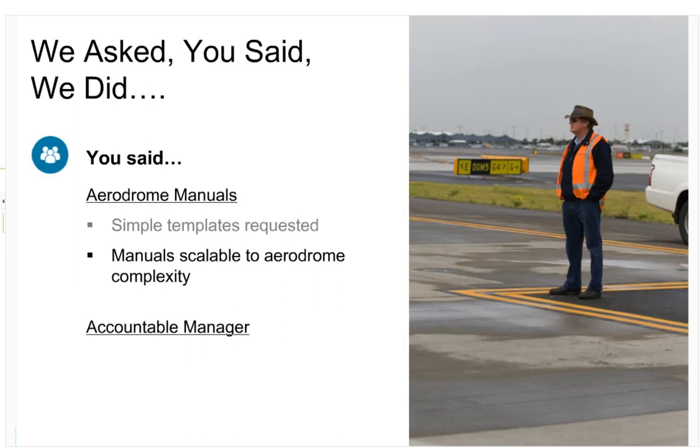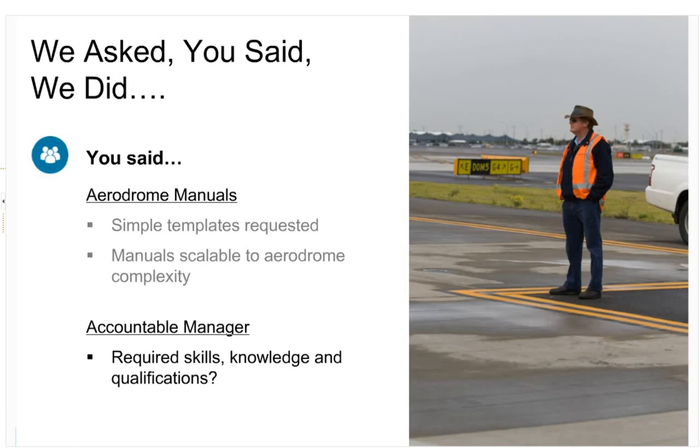Now with the accountable manager, which we seek to introduce to align aerodromes with all other parts of the legislative system, so we have accountable managers for those who fly aircraft, those who run airlines and aircraft operators, those who deal with maintenance. We're seeking to introduce that provision into aerodromes. However, there were questions raised about what the required skills, knowledge and qualifications would be for that position and any legal implications. Again, we intend to provide enhanced guidance and education and training through the project to answer those questions.